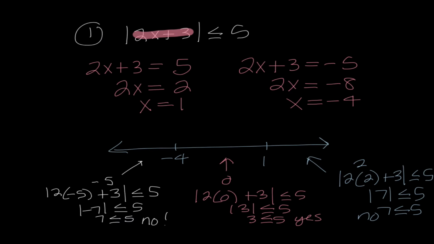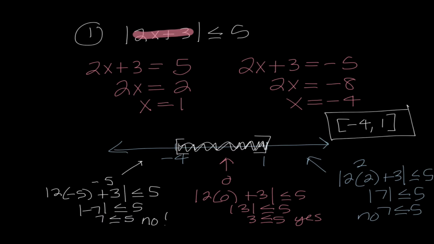I also need to think if I should use parentheses or brackets. This is going back to interval notation that we learned last time. And since this says less than or equal to, I know that I'm going to have to use brackets. So I'm going to go ahead and shade in between and use those brackets. My answer in interval notation would be -4 to 1. And I'm using brackets once again because it's including those values.